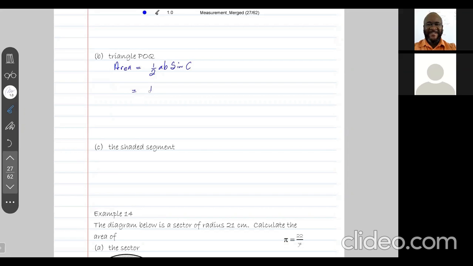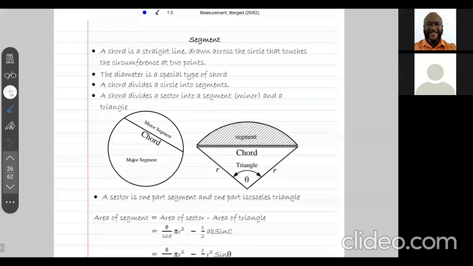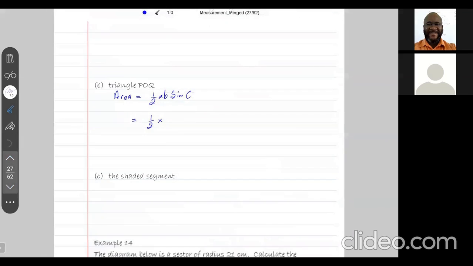So it's a half times a. So a would be the radius, and the radius is 14. So it's 14 times 14. Those are the two sides. The sine of the angle between them, which is 135 degrees. This is 7. So the answer here is 7 times 14. So this is 98 sine 135.